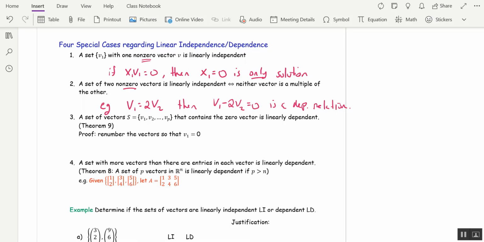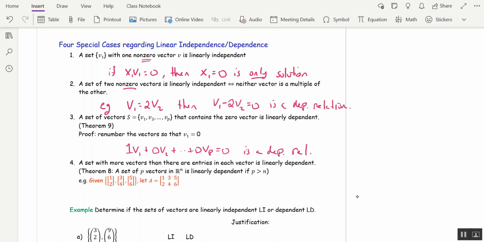Third one, any set with the 0 vector is linearly dependent. Here's the proof, because it's super easy. Relabel the vectors. So suppose v2 is 0. Start calling that v1. Just relabel them. You're allowed to do that. Here's a dependence relation. So v1 is the 0 vector. So 1 v1, and then I'm going to take all the other weights to be 0. 0 v2 plus ... 0 vp equals 0 is a dependence relation.